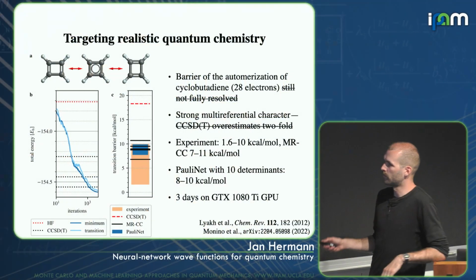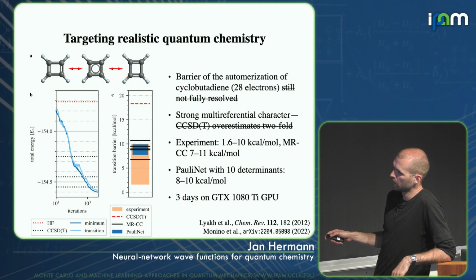Good to know. Okay, so another example is this problem of calculating the energy barrier associated with the automerization process of cyclobutadiene.